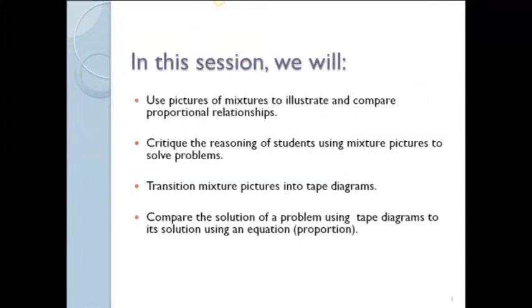Let's get started. In this session, we're going to use an intuitive context with visuals to explore proportional reasoning problems. The visual will easily translate to introducing a tape diagram. Then we'll use the tape diagrams and proportion equations to solve problems.